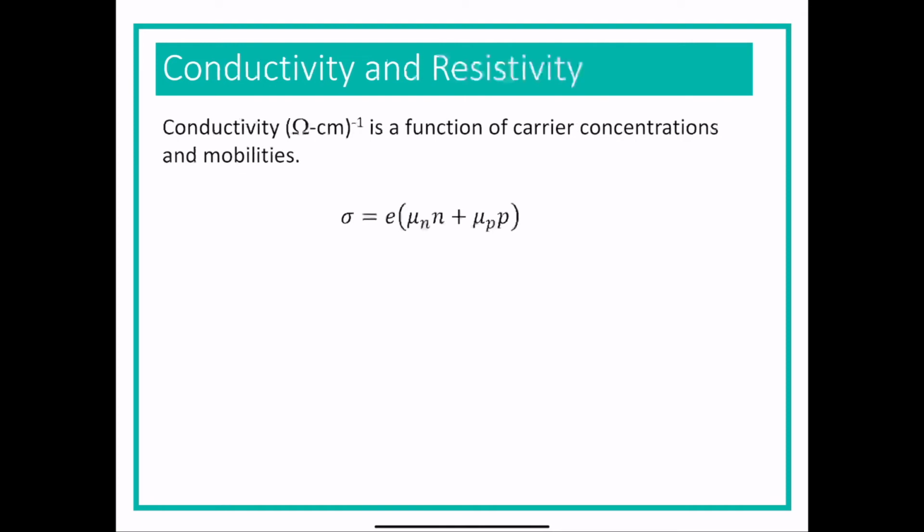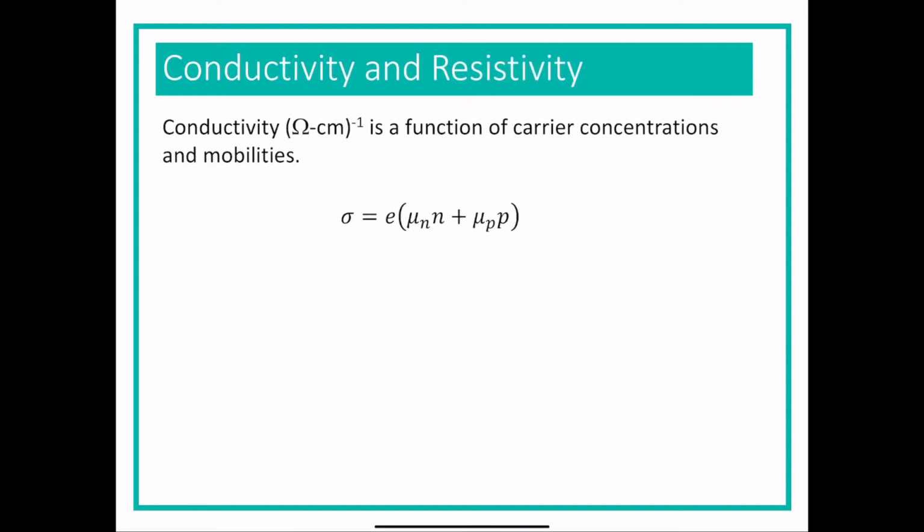Conductivity is basically just a function of how well you're going to actually have charges move. And you'll notice it almost looks the same as the drift current equation. It's very, very similar. The only thing that's not on there is the electric field.